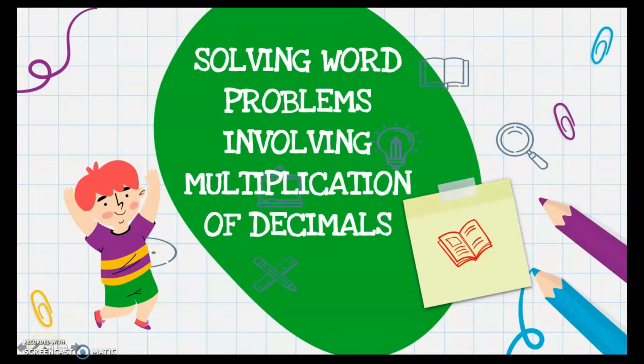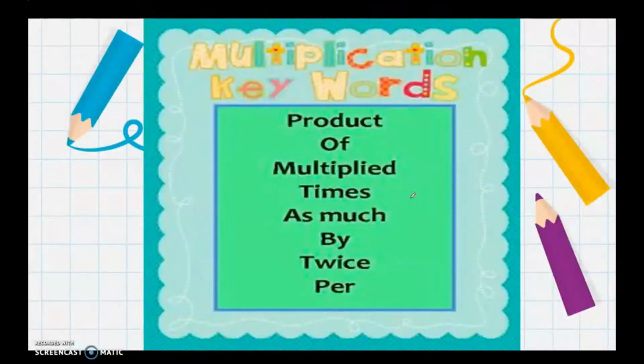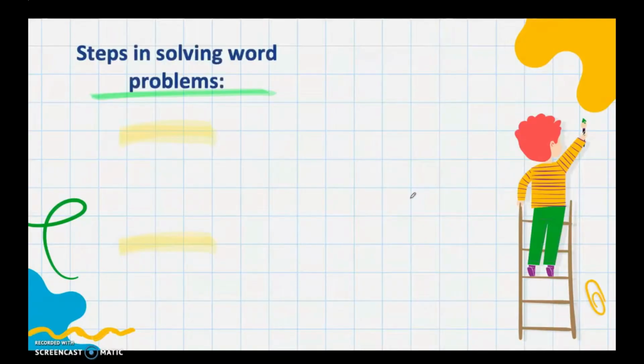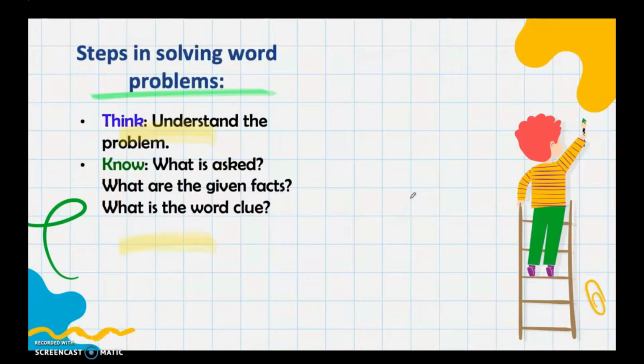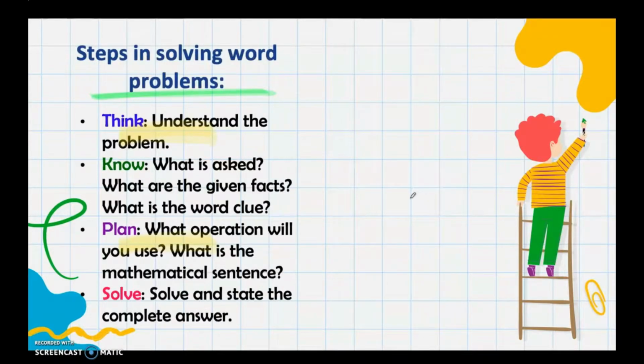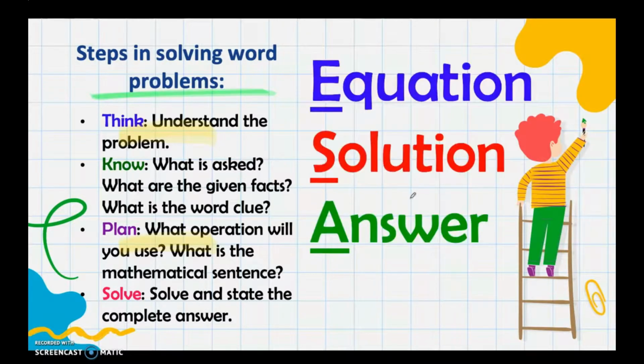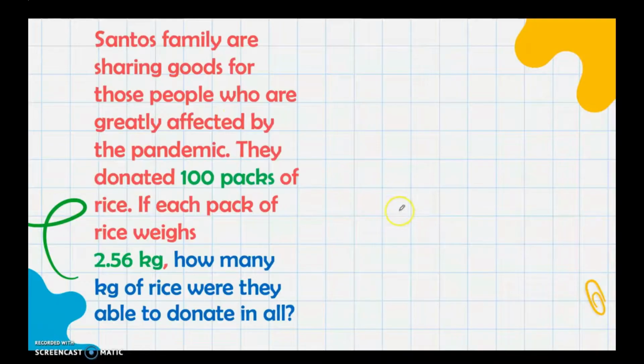Good day everyone. Today we will be discussing solving word problems involving multiplication of decimals. In multiplying decimal numbers, or in the steps of solving a word problem, you need to follow the 4 steps that we discuss every time we apply the topics in solving word problems. You need to think, know, plan, and solve, and then do not forget to follow the form: the equation, solution, and answer. Now, let's answer the story problem.